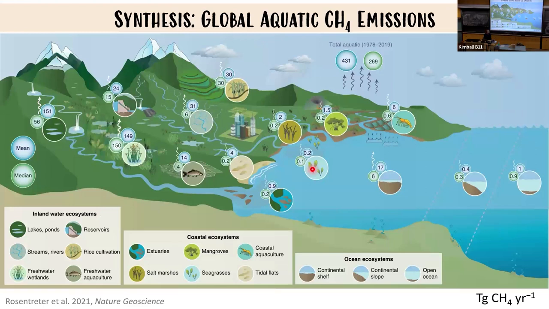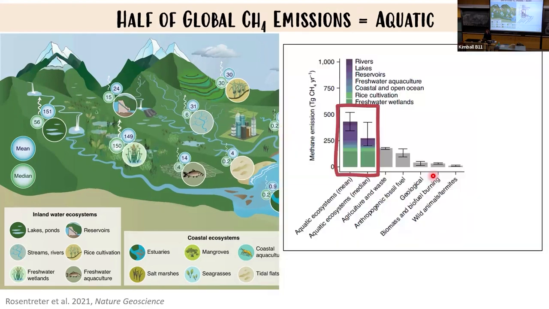Recently, we've done a synthesis just thinking about methane emissions. And this was for all different aquatic sources, from headwater streams to ponds and lakes to coastal habitats to the open ocean. And the big take-home message from this synthesis is that half of all global methane emissions, fossil fuels included, half of it is coming from wet places on the planet, wetlands, lakes, reservoirs.